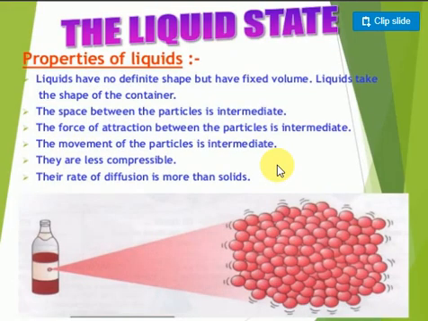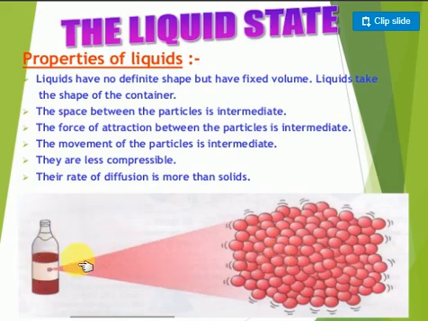When you come to liquids, look at the liquid here. Compared with solids, liquids are less tightly packed, and there is some intermolecular space. Liquids have no definite shape, but they have a fixed volume. You know very well that a solid has a fixed shape and fixed volume. Here there is no definite shape. Why? If you take water and place it in a bottle, it takes the shape of the bottle.